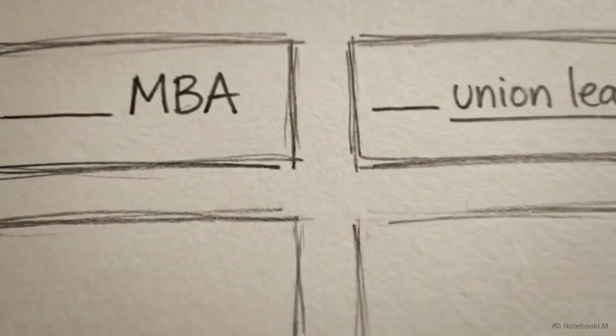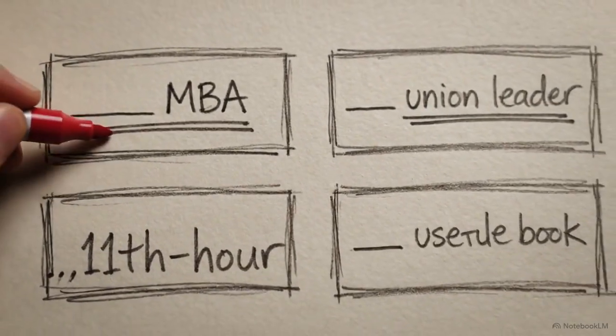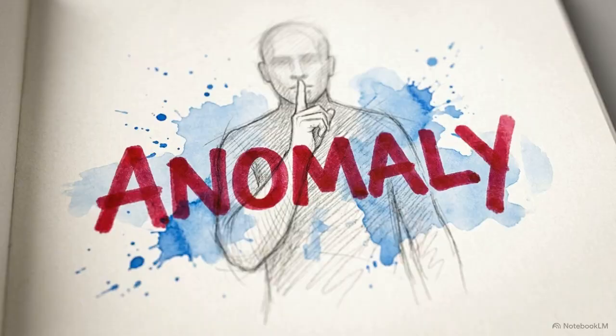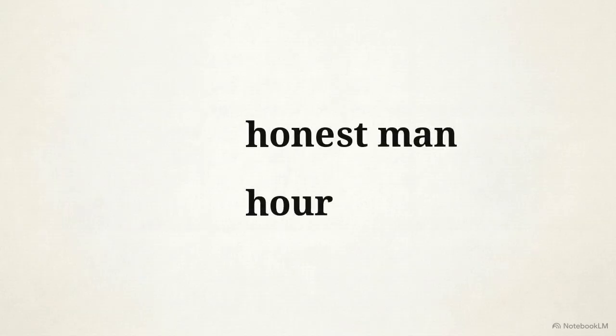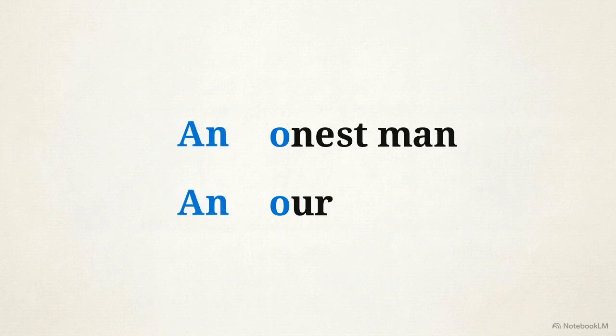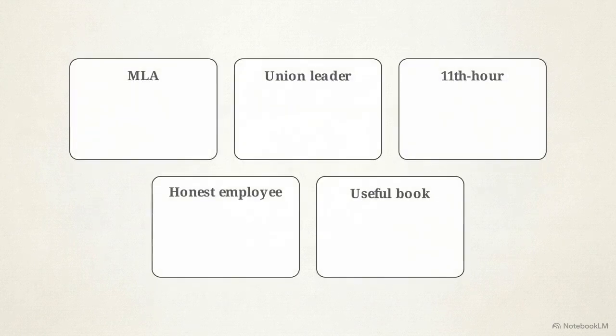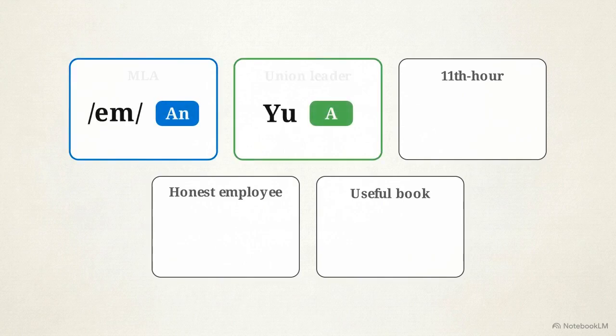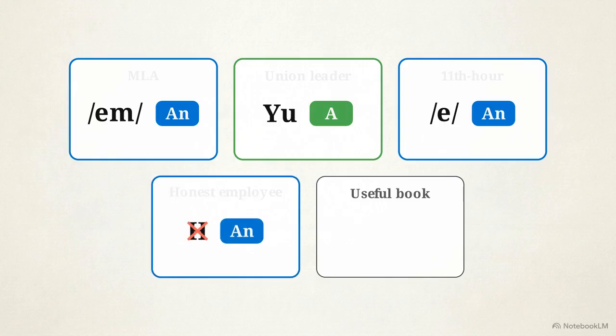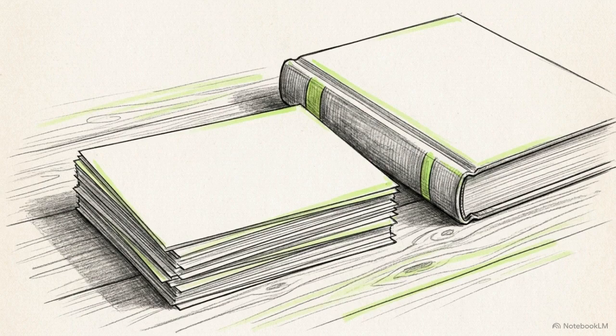We can now run a high-speed simulation, throwing a mixed variety of complex edge cases at the model. Before we execute, note the silent consonant anomaly. Words like honest man or hour feature a silent H, which immediately exposes the underlying vowel sound, forcing the use of an. Applying the algorithm across the grid gives us an MLA, a union leader, an 11th hour decision, an honest employee, and a useful book. The mental model navigates every supposed exception seamlessly.